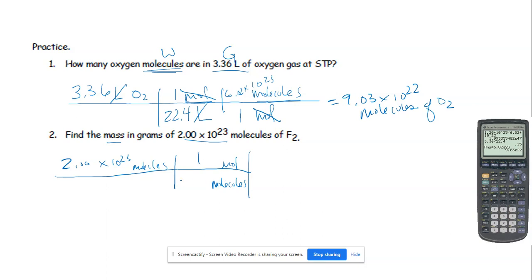We know that in 1 mole, there are always going to be 6.02 times 10 to the 23rd molecules, regardless of what the compound is. Molecules top and bottom cancel out. We're left with moles, but I don't want moles. I want to go all the way to mass. So now I'm going to put mole on the bottom. I'm going to turn my mole into grams. How many grams in 1 mole of fluorine gas? We need to look at our handy dandy periodic table.